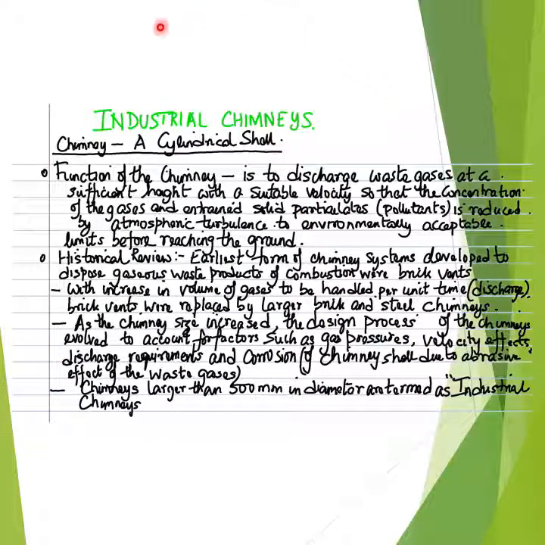Today we'll start our discussion on the next topic in the scope of the present course, that is industrial chimneys, as part of the second component of the course, that is based on industrial structures. Well, in structural terms, an industrial chimney is essentially a cylindrical shell.